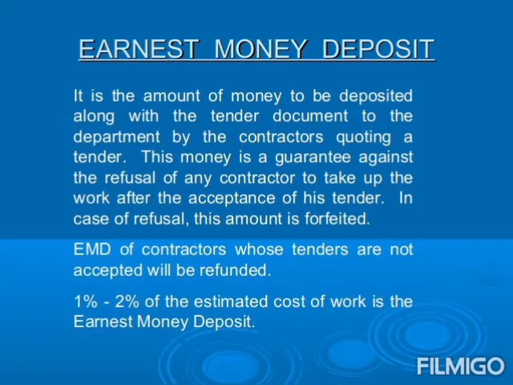Earnest money deposit. It is the particular amount of money to be deposited along with the tender document to the department by the contractors quoting a tender. This money is a guarantee against the refusal of any contractor to take up the work after the acceptance of the tender. In the case of refusal, this amount is forfeited. EMD of contractors whose tenders are not accepted will be refunded. 1% to 2% of the estimated cost of work is the earnest money deposit.